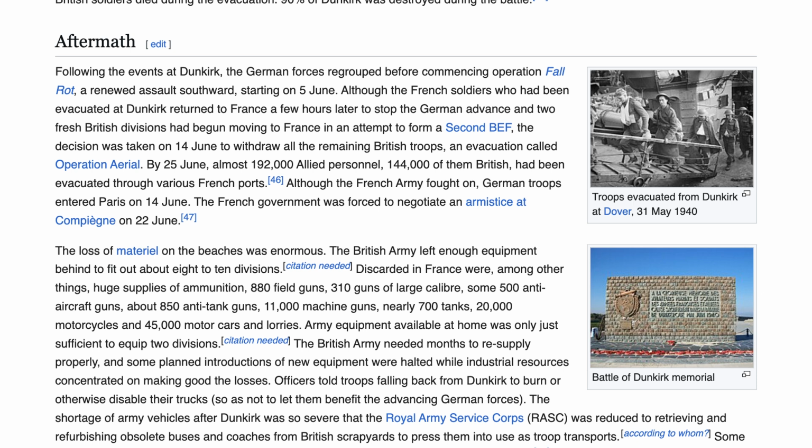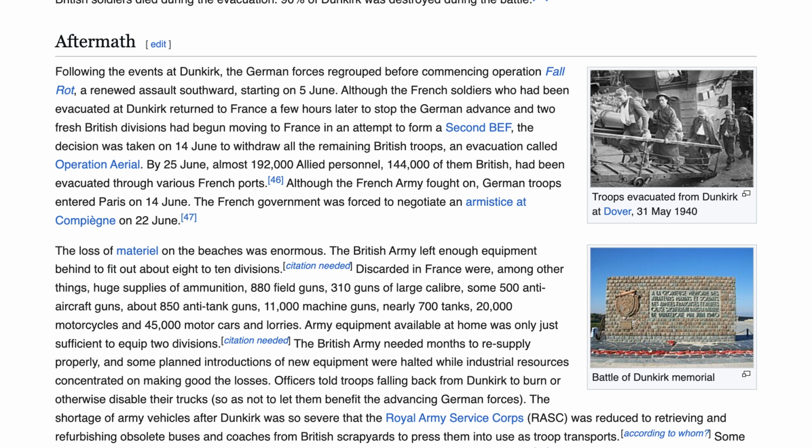By the 25th of June, almost 192,000 Allied personnel, 144,000 of them British, had been evacuated through various French ports. Although the French army fought on, German troops entered Paris on the 14th of June. The French government was forced to negotiate an armistice at Compiègne on the 22nd of June. The loss of materiel on the beaches was enormous.